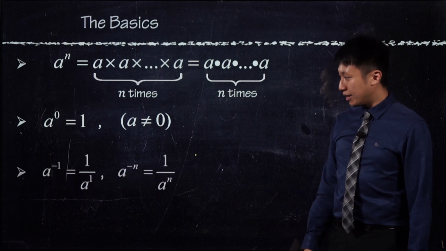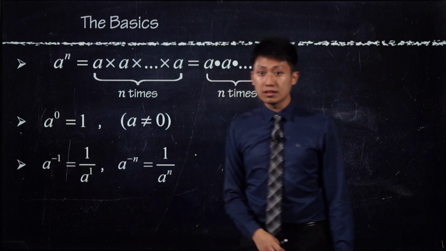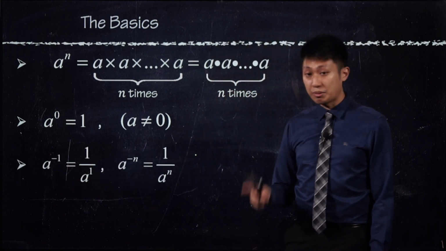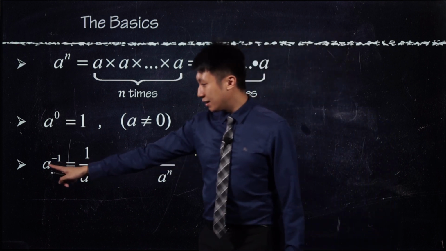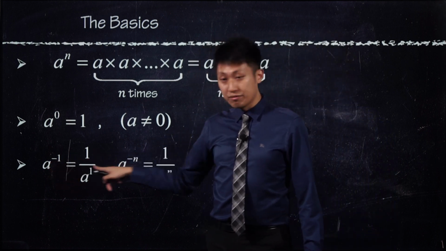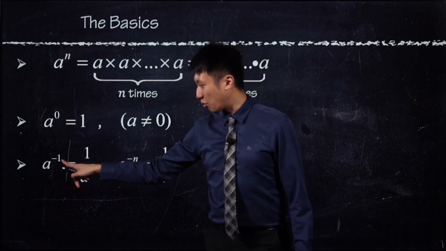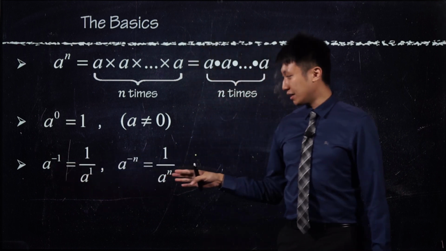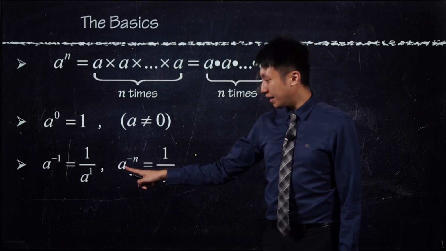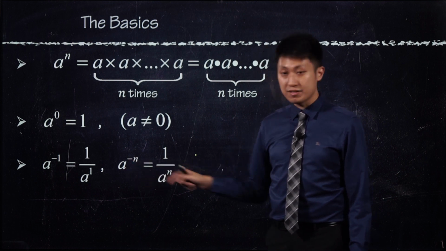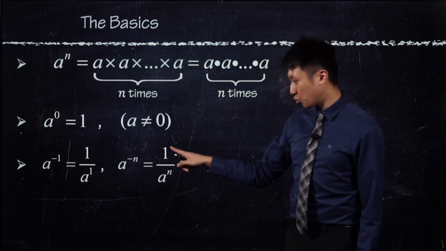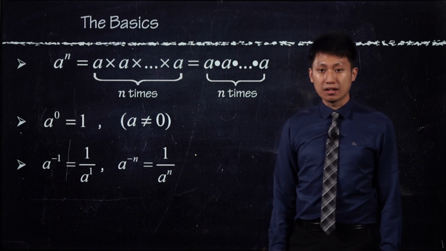Okay, a to the power -1 is given by 1 over a to the power 1. That means here you just invert it, so that thing to the power 1, you put it below. Hence, if we generalize this, a to the power -n, the minus just means that you put it down there. So 1 over a to the power n, that's it.